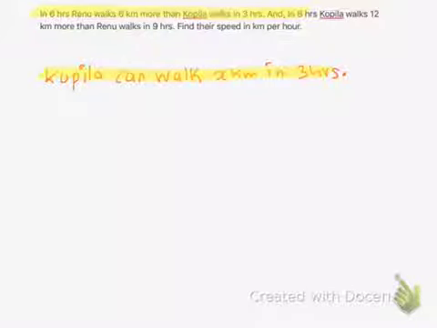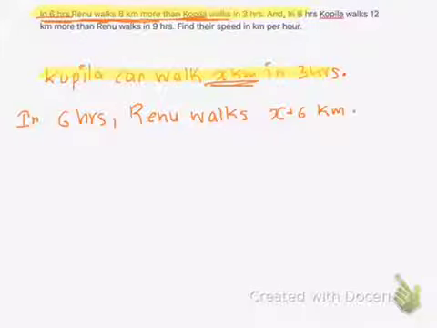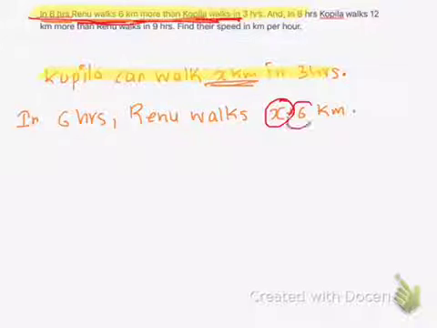We also know that the distance traveled by Kopila in 3 hours, it takes Renu 6 hours, and she can walk 6 kilometers more than Kopila walks in 3 hours. It means in 6 hours Renu can walk x, the distance Kopila walks in 3 hours, plus 6. It means Renu can walk x plus 6 kilometers in 6 hours.